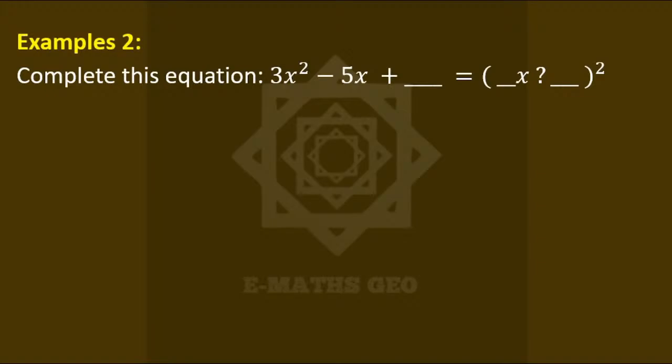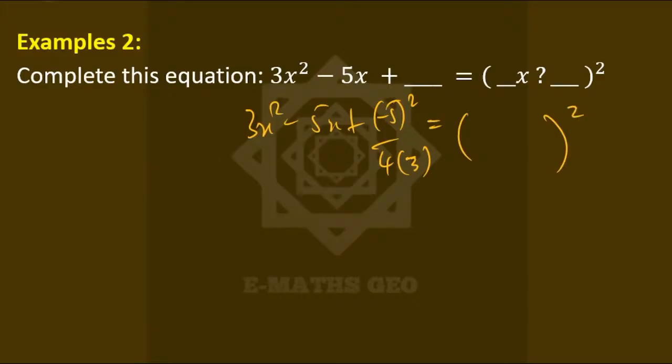So add, the expression is 3x squared minus 5x. We add minus 5 all squared over 4 times 3 to make it a perfect square. And the resulting perfect square, since this is negative, square root of 3x squared is root 3x. This is now root 3x. Yes.